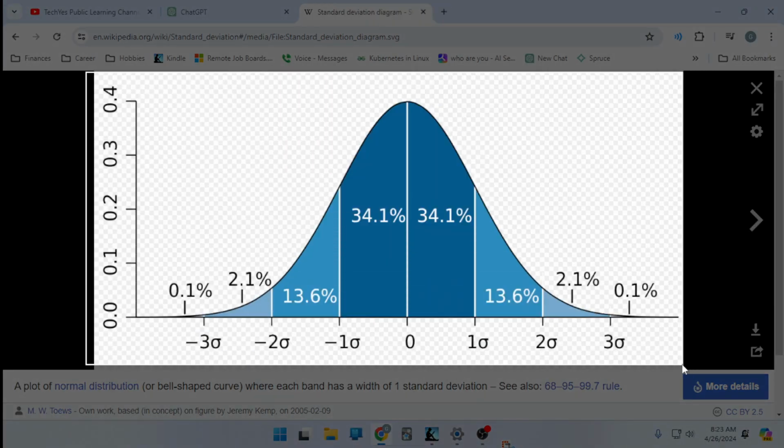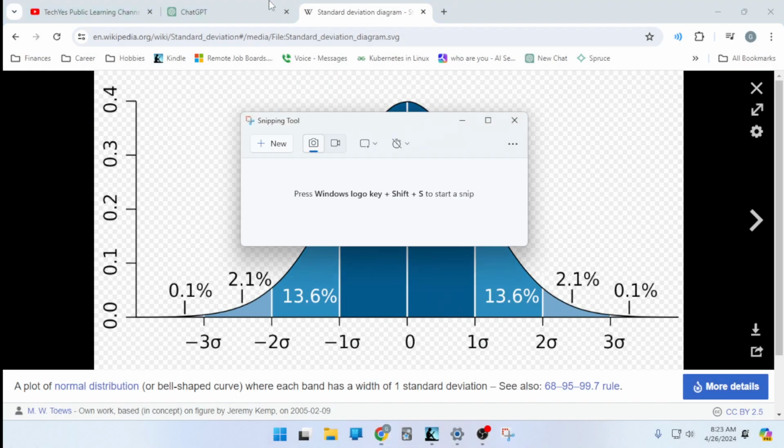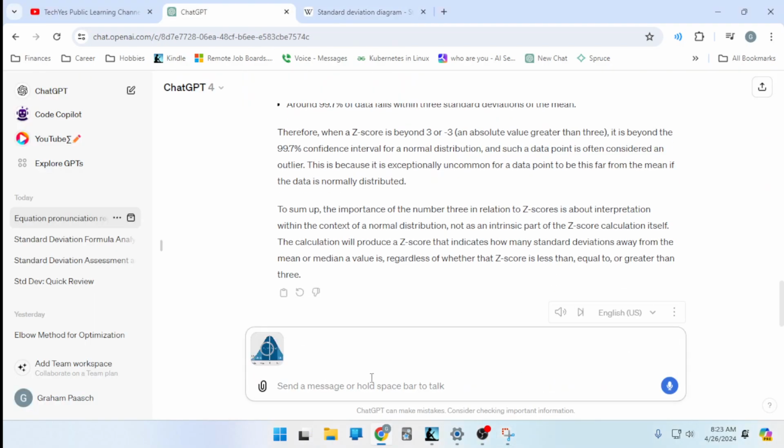That is not an intrinsic part of the z-score calculation itself. The calculation will produce a z-score that indicates how many standard deviations away from the mean or median the value is, regardless of whether that z-score is less than, equal to, or greater than 3.